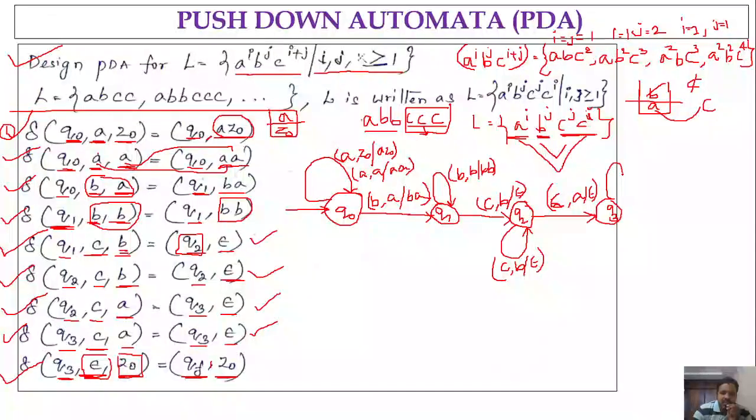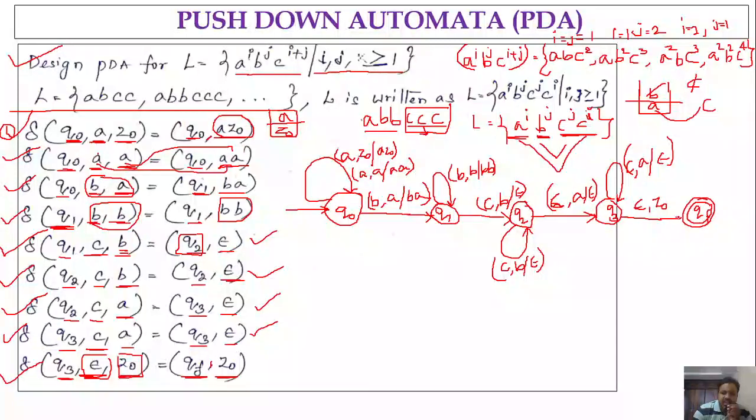Okay, so in q3, if you get the same, that means input c and top of the stack is a, in that case also you will be in the same state q3 and you are not going to push anything. So slash epsilon. Okay, so in q3, if you get an input as epsilon and top of the stack as z naught, then you go to state qf, that is the final state, or you could also take q4.